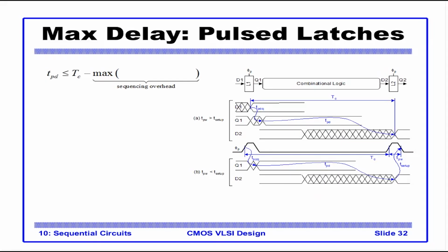Again, we have 2 pulses here, so there will be a pulse here and there will be a pulse here. So there are 2 cases: pulse width is greater than the setup time, or pulse width is less than the setup time. Here the closing edge becomes important because it's just a pulse. So now let's say the pulse width is more than the setup time.